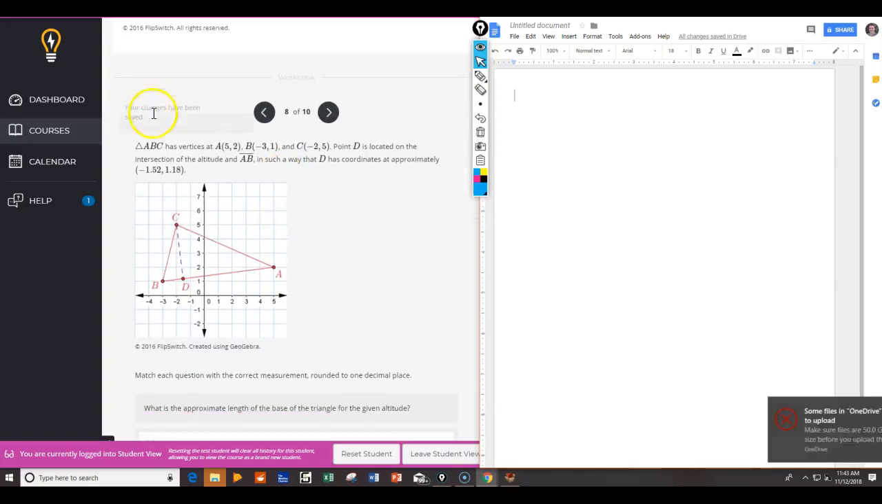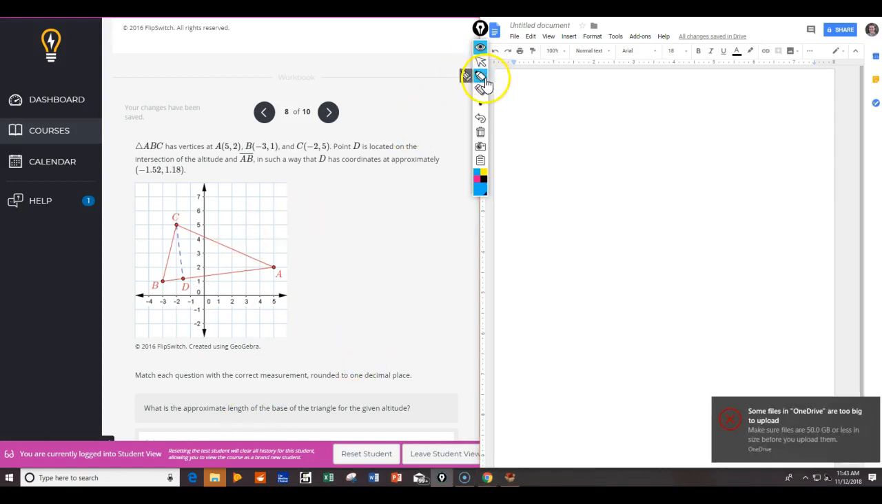All right, question 8. Triangle ABC has the vertices at A (5, 2), B (-3, 1), and C (-2, 5). Point D is located on the intersection of the altitude and segment AB in such a way that D has the coordinates at approximately (-1.52, 1.18). Match each question with the correct measurement rounded to 1 decimal place. What is the approximate length of the base of the triangle for the given altitude?